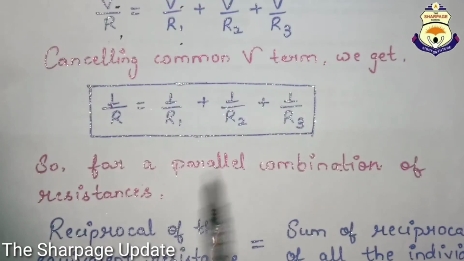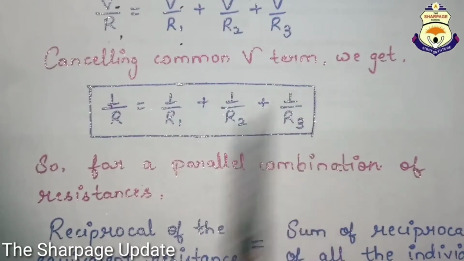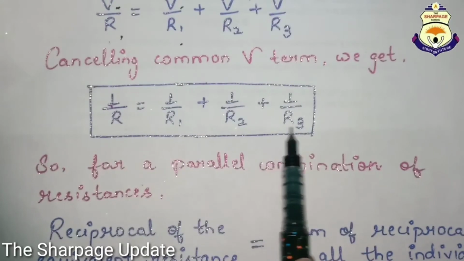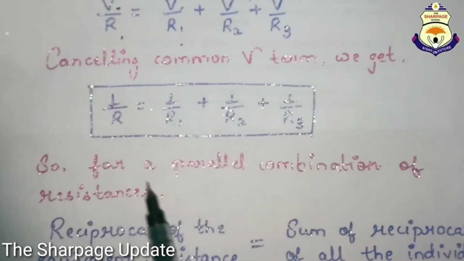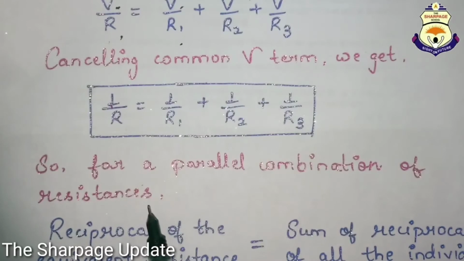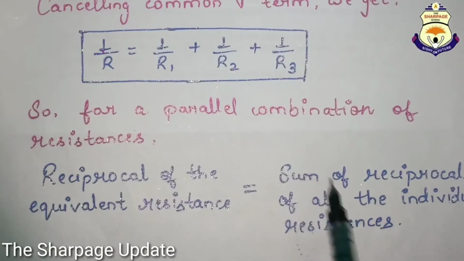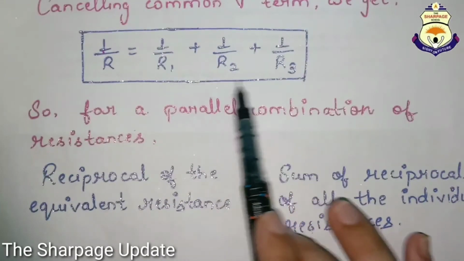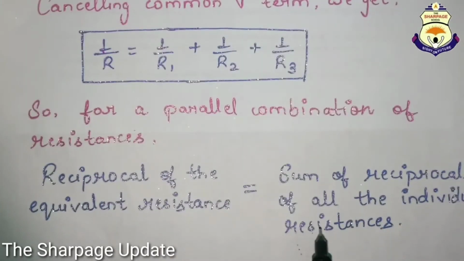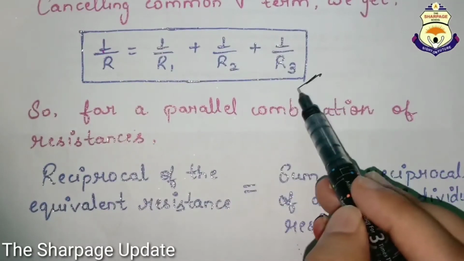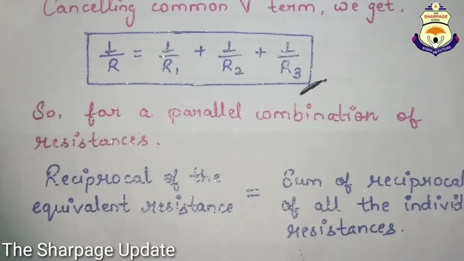Now cancelling the common V term, we get 1 upon R is equal to 1 upon R1 plus 1 upon R2 plus 1 upon R3. Dear students, for parallel combination, the reciprocal of the equivalent resistance is equal to the sum of the reciprocals of all the individual resistances.